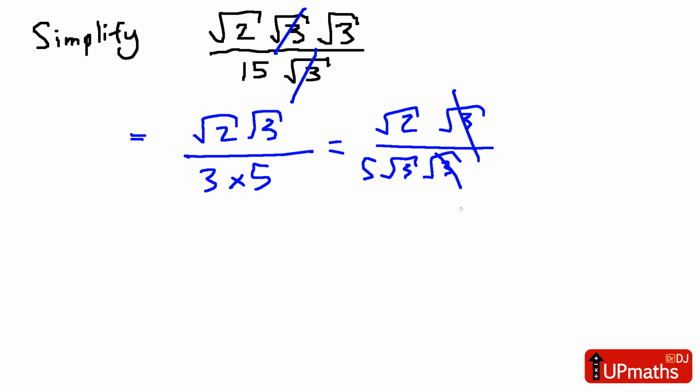Do you see what I mean? If I hadn't cancelled those root 3's at the start, I think it would have been easier. So it's just root 2 over 5 root 3. It didn't specify that I had to leave the denominator as rational, so I've left the root 3 there.